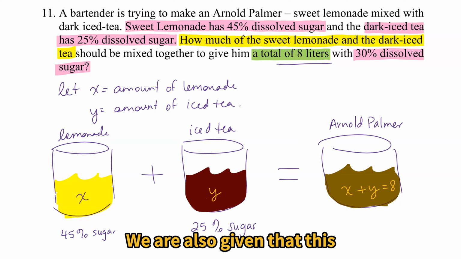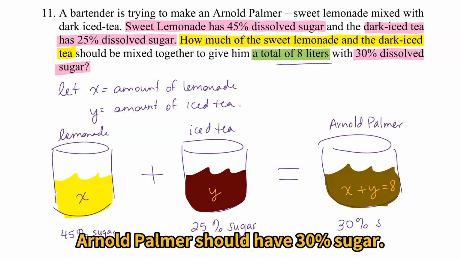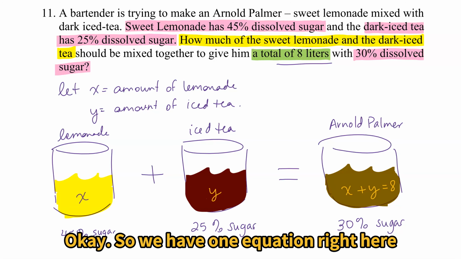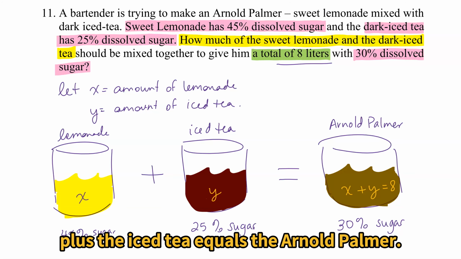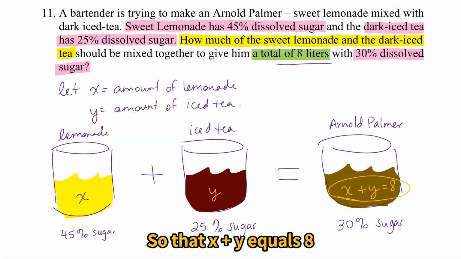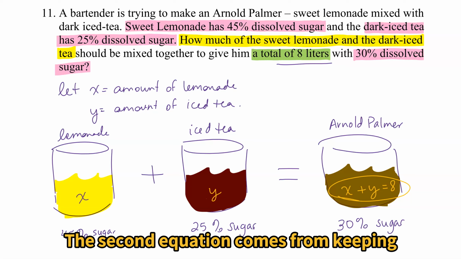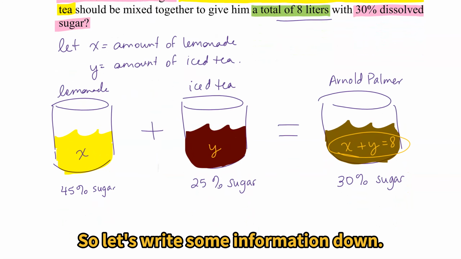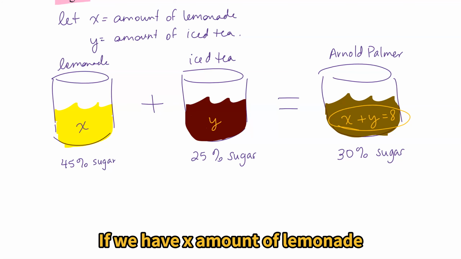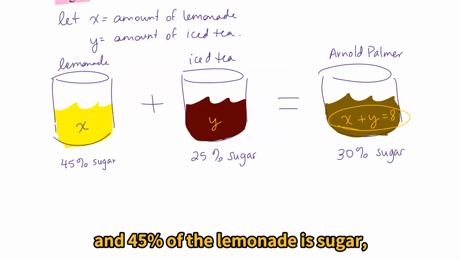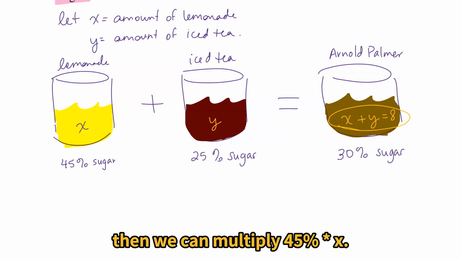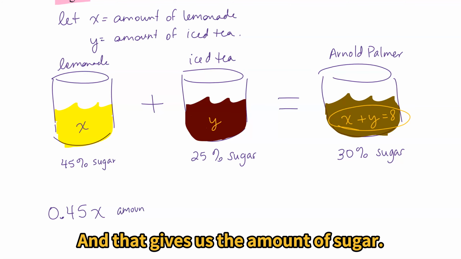We are also given that this Arnold Palmer should have 30% sugar. Okay, so we have one equation right here from the lemonade plus the iced tea equals the Arnold Palmer. So that x plus y equals 8 is one equation that we're going to use. The second equation comes from keeping track of the sugar. So let's write some information down. If we have x amount of lemonade and 45% of the lemonade is sugar, then we can multiply 45% times x, and that gives us the amount of sugar.